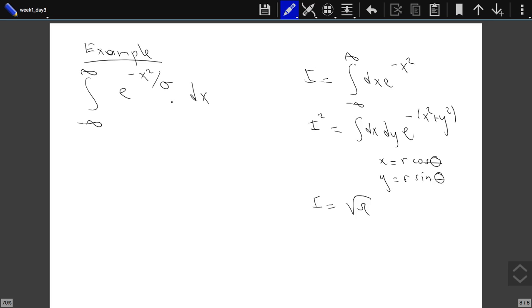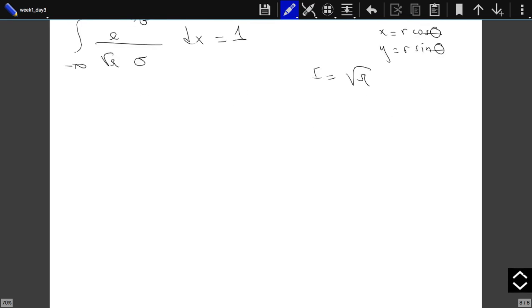Well, we have this sigma. You can get rid of that sigma by just a change of variables. And this integral just becomes square root of pi times sigma. So basically, the integral from minus infinity to infinity of e to power minus x squared divided by sigma squared, divided by square root of pi times sigma, is equal to 1, independent of sigma.